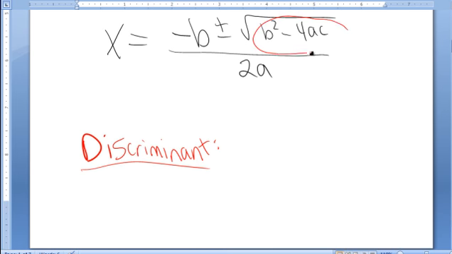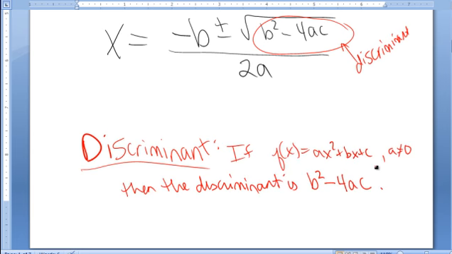The value underneath the radical, the number underneath the square root, is called the discriminant. So if we have a quadratic function f of x equals ax squared plus bx plus c, then the discriminant is the number b squared minus 4ac, the number underneath the radical. Let's do a few examples to see what the discriminant tells us about the x-intercepts of some quadratic functions.